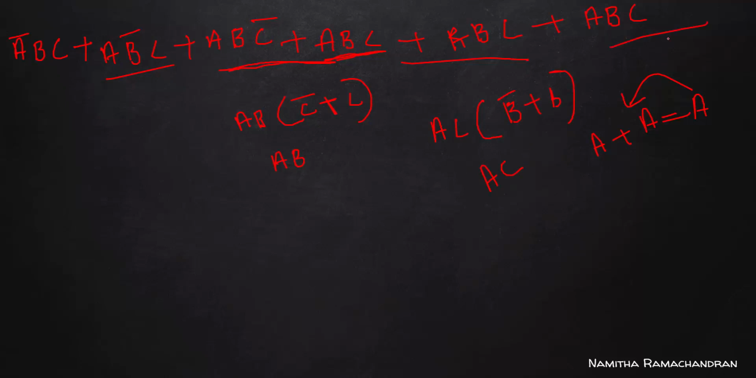And consider the last term, this one with this. Which one is common? BC is common, right? Then BC (A bar plus A). That is equivalent to BC. Now we can write this as the simplified form AB or BC or AC.